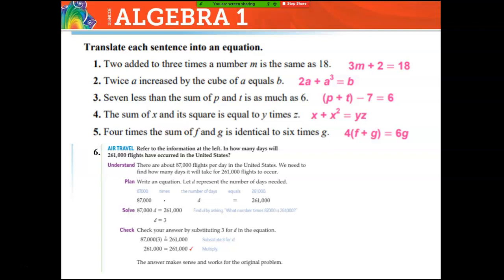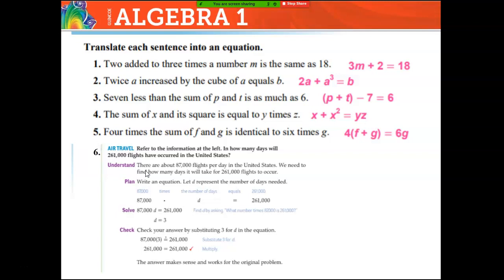5, this is where the parentheses matter. You have to have the parentheses correct in 5. If you were missing the parentheses in 3, that was okay. In 5, you must have a 4, parentheses f plus g, close parentheses equals 6g. Remember, if you missed these or got anything incorrect, you should be using this time to correct your homework. That's why we are going over it.